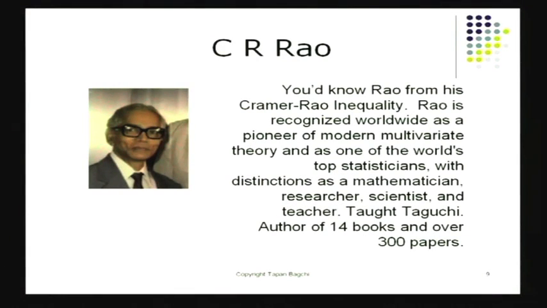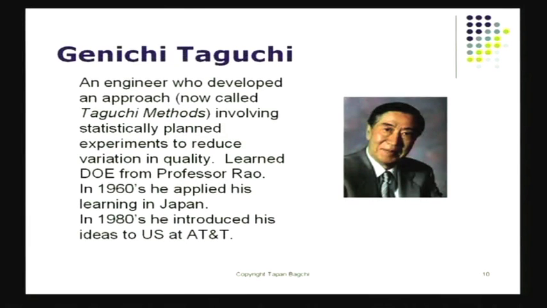Dr. Rao is obviously highly accomplished. He's written about 15, 16 books, and he's got over 300 journal papers, which is a very high level of achievement. His contributions are recognized the world over. Taguchi was one of his students. Taguchi came to study design of experiments and analysis of variance and so on under Professor Rao. Taguchi was an engineer, and his interest was actually to try to influence industry practices.